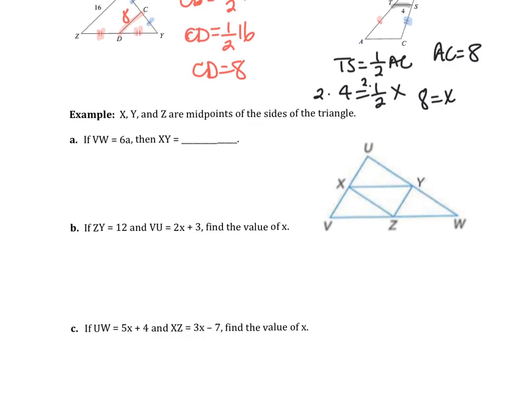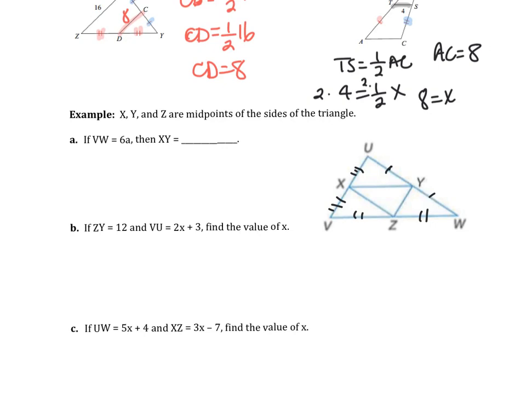All right, the next example here, we've got that X, Y, and Z are midpoints of a triangle. So again, when we're given midpoints, we know that it divides these into congruent segments. So I'm going to go ahead and mark that on my triangle. Again, those are because I have the midpoints of the side of the triangle. All right, so I've got some segments that are all congruent.